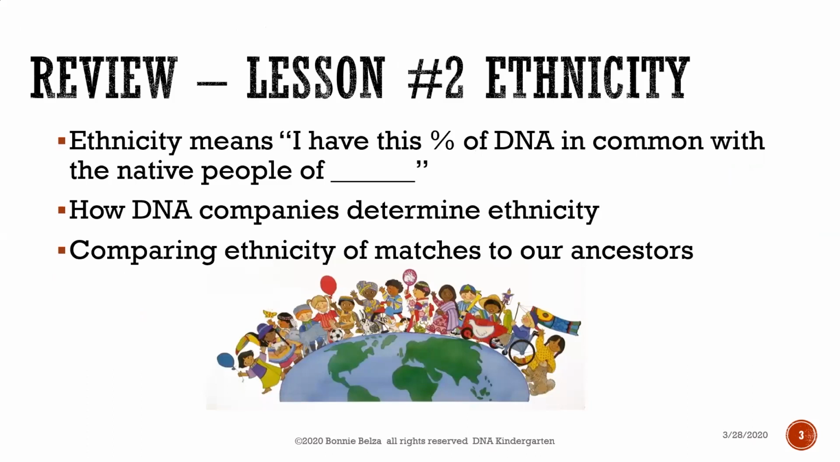In lesson 2, we talked about ethnicity, which means I have this percentage of DNA in common with the native people of some geographic region. We explained how the different DNA companies determine the ethnicity estimates that they come up with. And we talked about how you compare the ethnicity of your matches to your own ancestors to determine, if possible, which side of your family tree a match may be on.